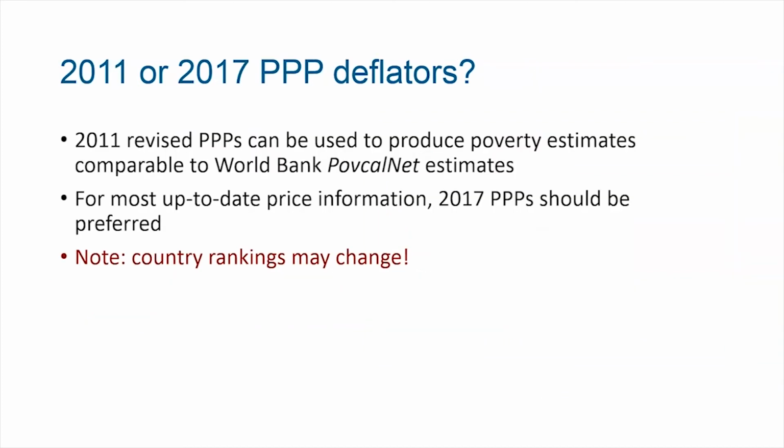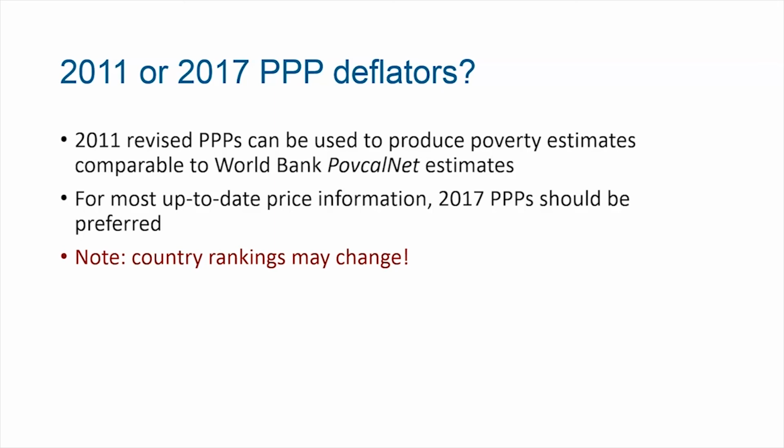In May 2020, the International Comparison Program released two sets of PPPs, the revised 2011 PPPs and the new 2017 PPPs. We have made both sets of PPPs available for LIS data users, in addition to keeping the previous round of 2011 PPPs accessible for those who still wish to continue using them. The 2011 revised PPPs can be used to obtain absolute poverty measures comparable to the poverty estimates provided by the World Bank, which are still used to assess progress towards meeting Goal 1 of the Sustainable Development Goals. However, for the most up-to-date price information, 2017 PPPs should be preferred.